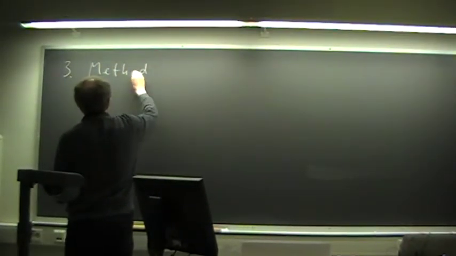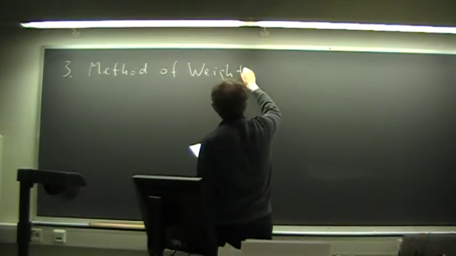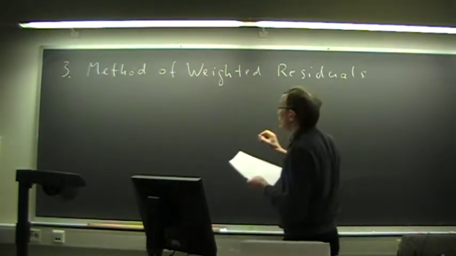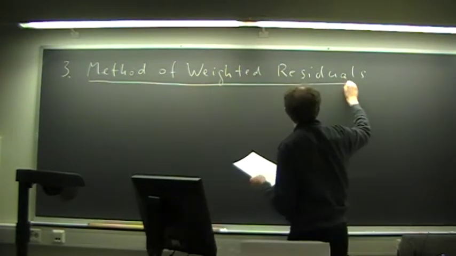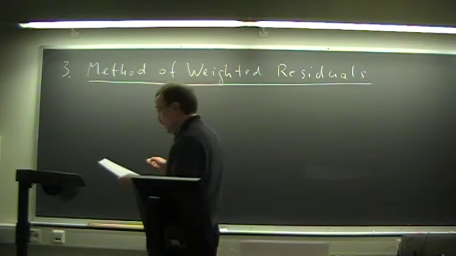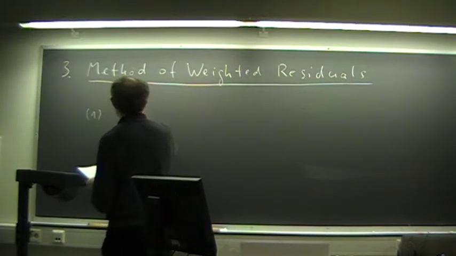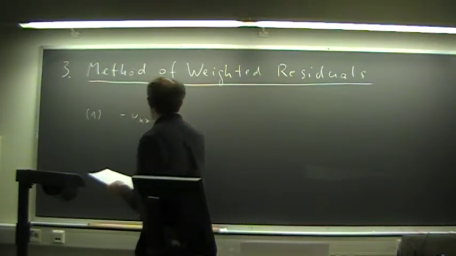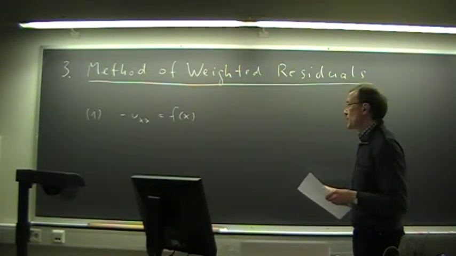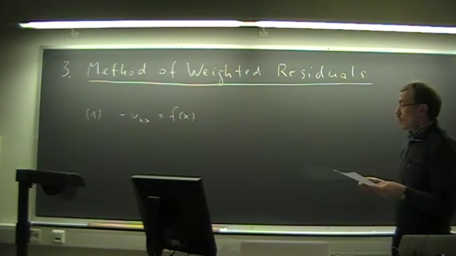So, the method of weighted residuals. Remember what we are discussing is the problem 1, that was minus the second derivative of our unknown equal to some given function f of x, on an interval between xa and xb. So we want to approximate that.